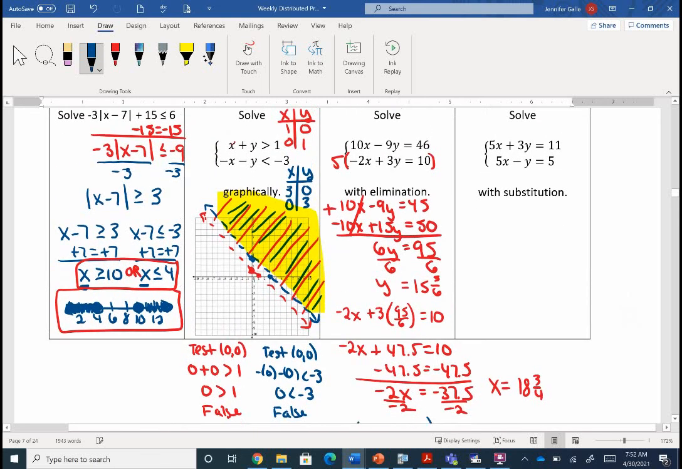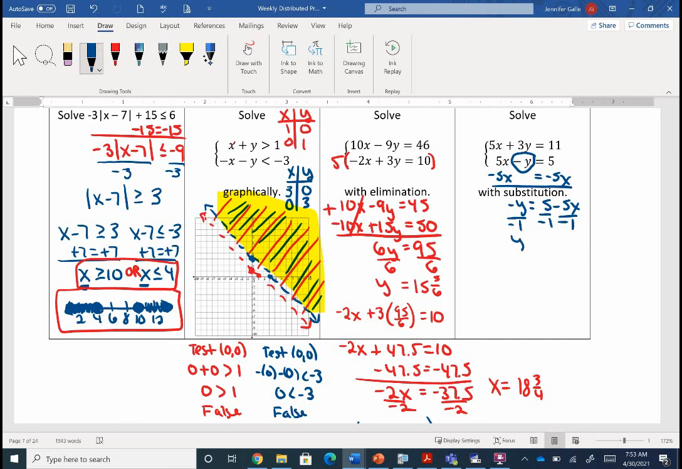All right, last question, last row, substitution. Now with substitution, we need to try to get one of the variables by itself in one of the equations, and then substitute into the other. My ideal candidate for substitution is going to be this y in the second equation, because it has a coefficient of negative 1. You want to look for negative 1s or 1s to get by themselves. So I'm going to subtract 5x. And I have negative y equals 5 minus 5x. Divide by the negative 1 that's in front. We have y equals negative 5 plus 5x.